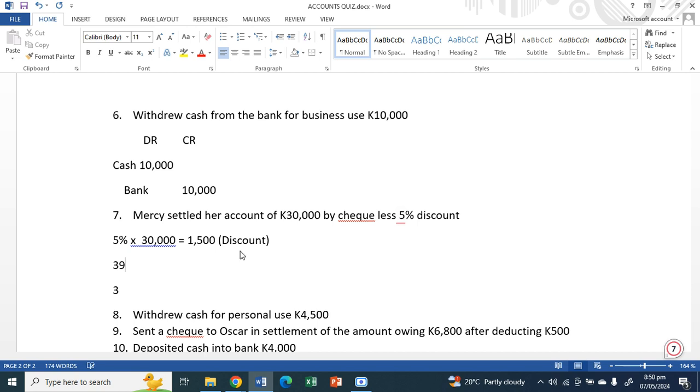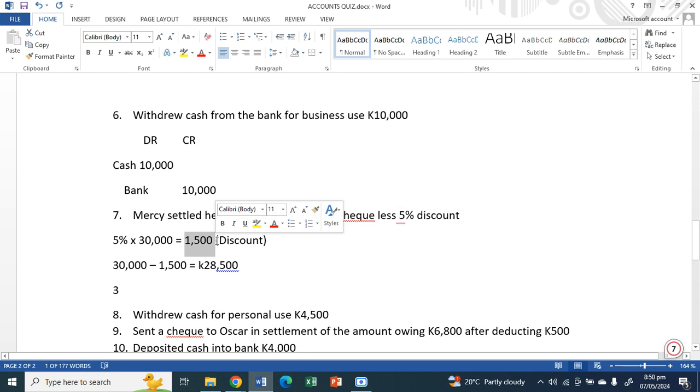So 30,000 minus 1,500. Now we get 28,500. So Mercy is paying us 28,500, which is coming into our bank account. Then, since we've given a discount, this 1,500 will be treated as a loss. And the loss, according to the double entry rules, is treated like an expense.